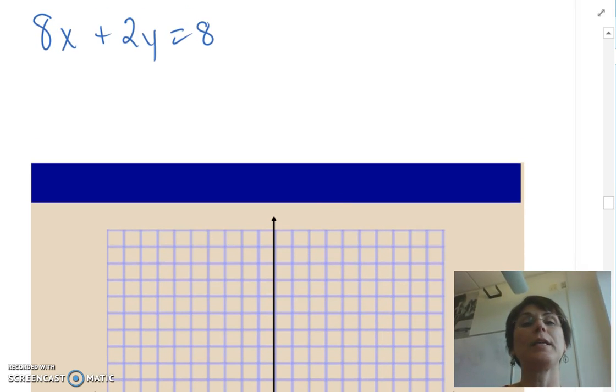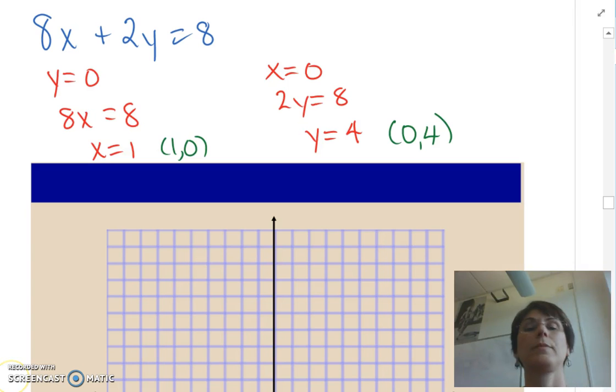So try this one and see if you can imagine what your X-intercept and Y-intercepts will be. See if you can do it without showing all your work, and then check back. Did you get 1, 0 as your X-intercept and 0, 4 as your Y-intercept? If you did, then you have the right answer, so great job.